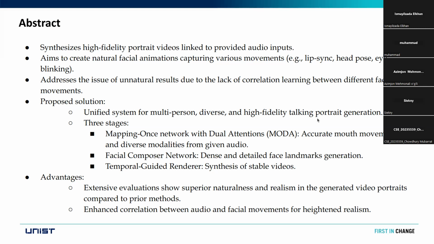And they propose this solution: a unified system for multi-person, diverse, and high-fidelity talking portrait generation. Their proposed model consists of 3 stages. First, there is a Mapping Once network with dual attention to decode the accurate mouth movements and diverse modalities from the given audio. Then we have the facial composer network.